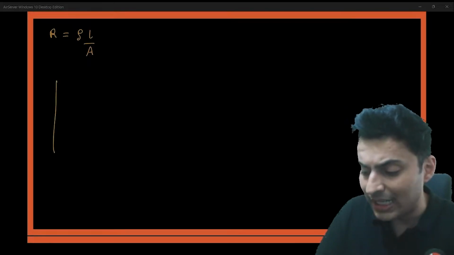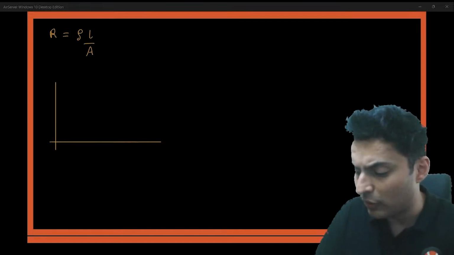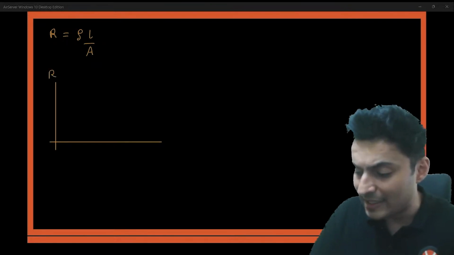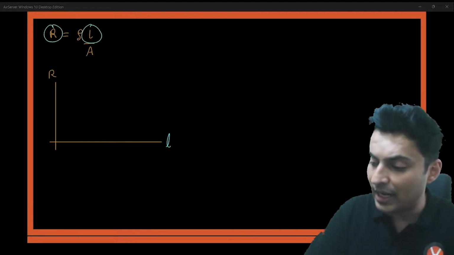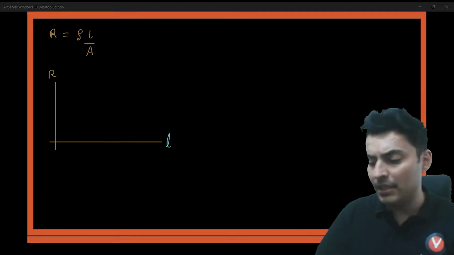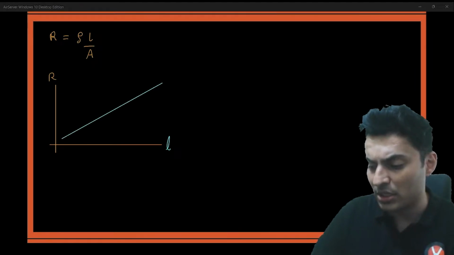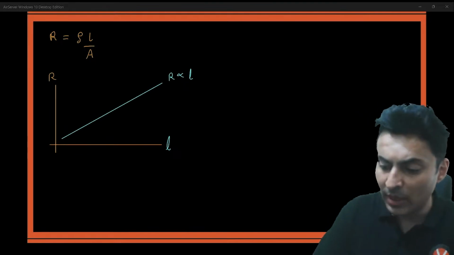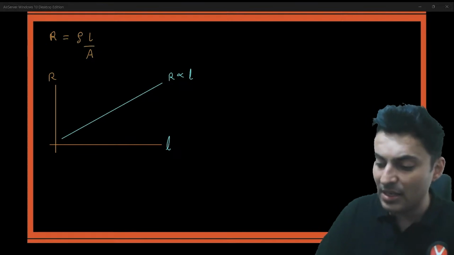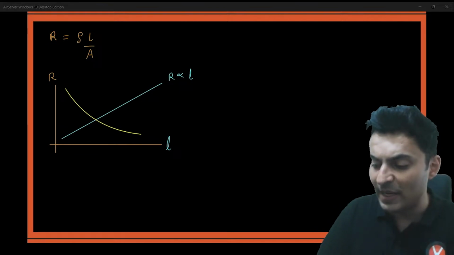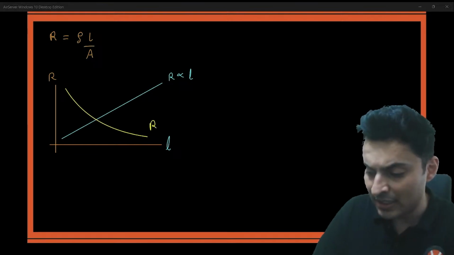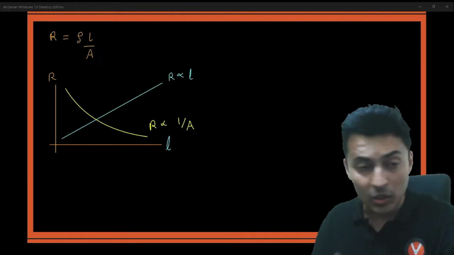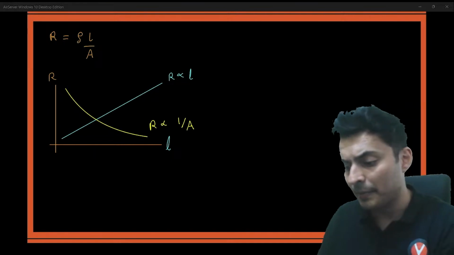When you talk about length and area, it is very, very straightforward. For example, if you take length, you can see resistance is directly proportional to the length. Bigger the length, more is the resistance. So resistance is directly proportional to the length. But when you talk about area, it is inversely proportional to the area. So the graph will be a curved line like this. So resistance will be inversely proportional to the area. Okay, so this is with regards to the length and the area.